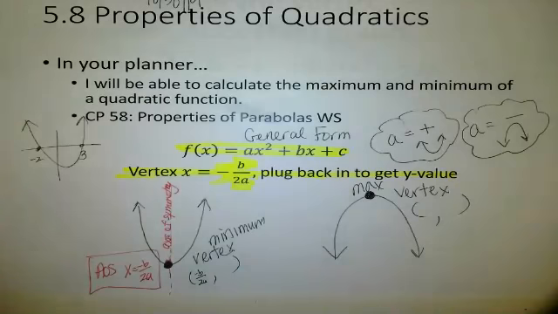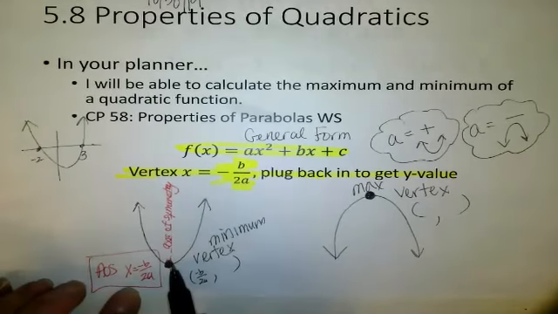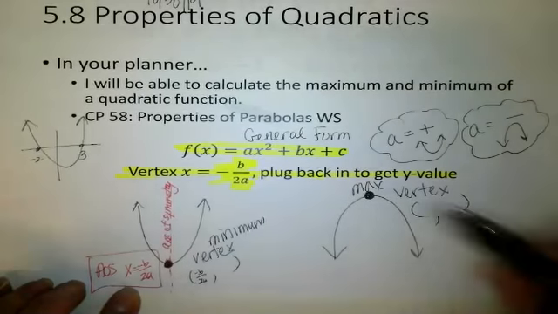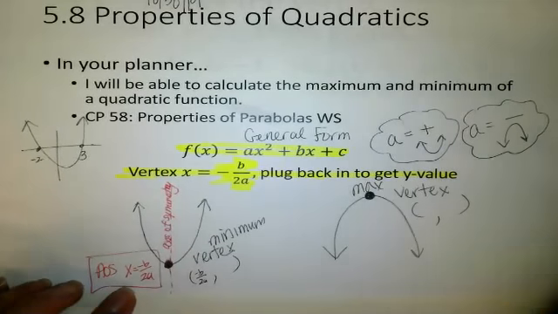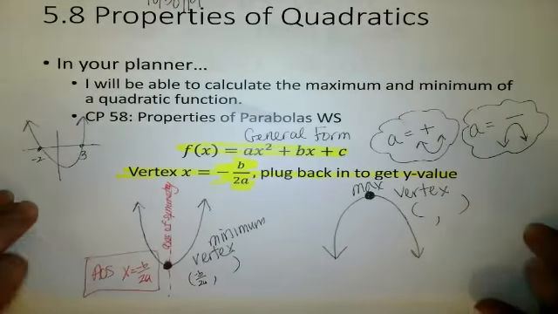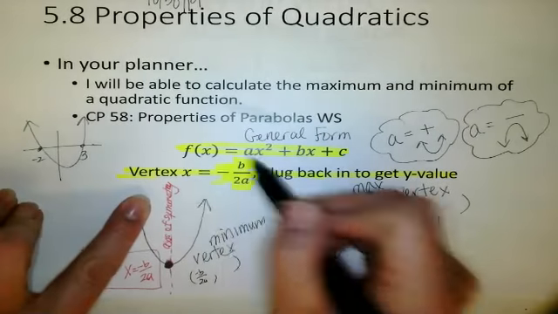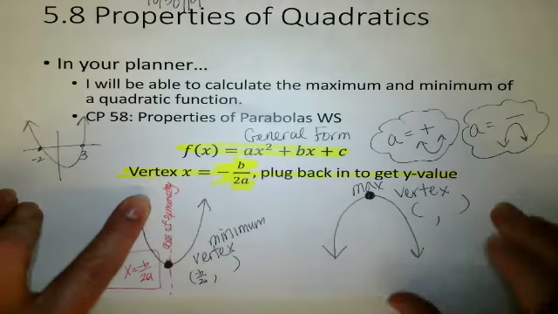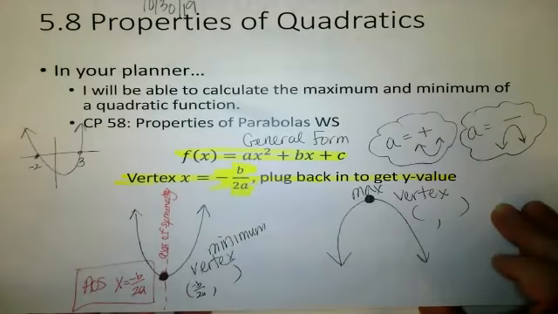Kind of nice. We want to understand that. So the vertex is either the lowest point of the graph or it's the highest point of the graph. Okay? All right, so here's the big thing today. Just this formula, opposite of b over 2a, and we're going to use that over and over.